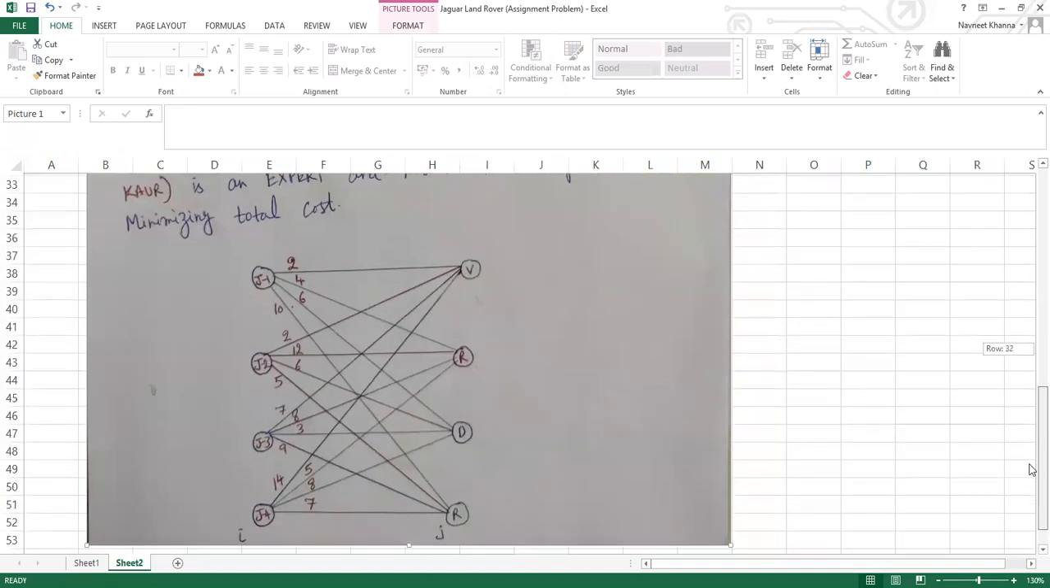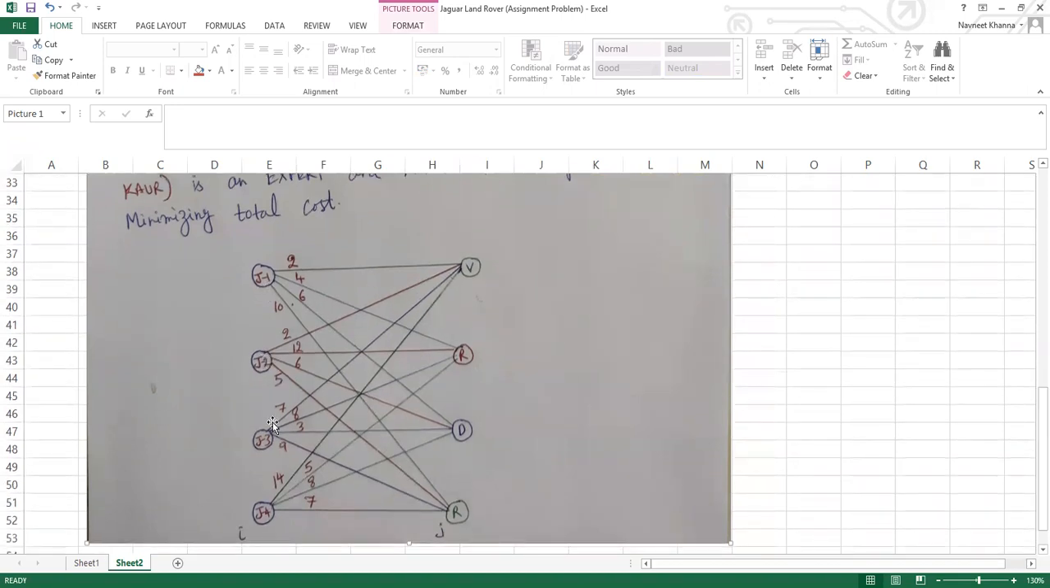Then we drew this network flow model that there are 4 jobs, J1, J2, J3, J4, right? Each job can be assigned to any one of the 4 engineers, right? And 2, 4, 6, 10, these were the costs of assignment. If job 1 is assigned to Viraj, then it will cost 2 lakh rupees. If job 1 is assigned to Rana, then it will cost 4 lakh rupees, right? And then we had two important constraints.